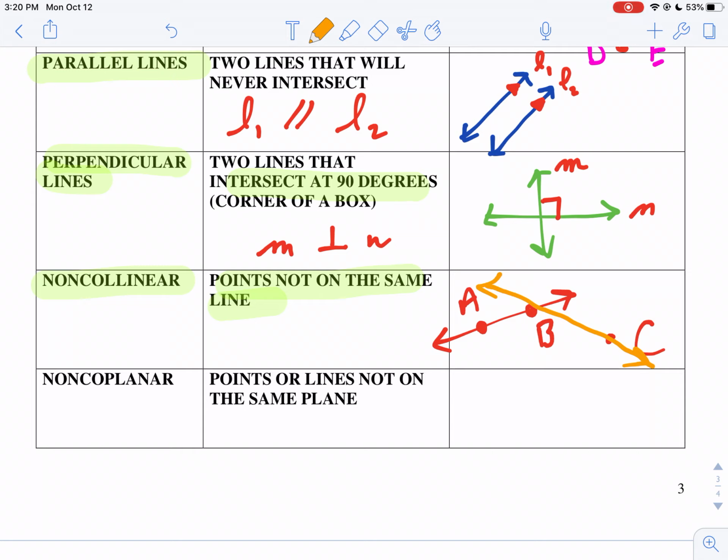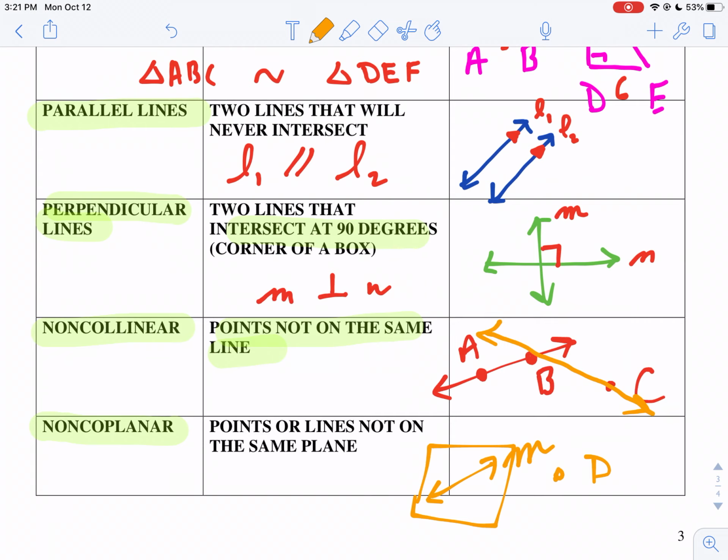All right. Non-coplanar, again, is the opposite of coplanar. So again, not on the same plane. I can draw a plane, and I could put a line in this plane, and I can put a point D outside. So this is line M. So line M and point D are non-coplanar. They are not in the same plane.